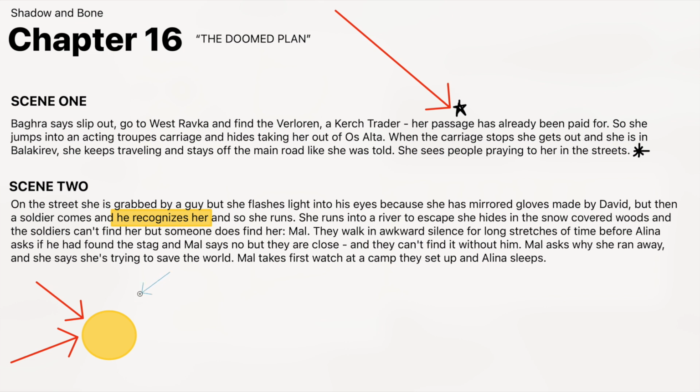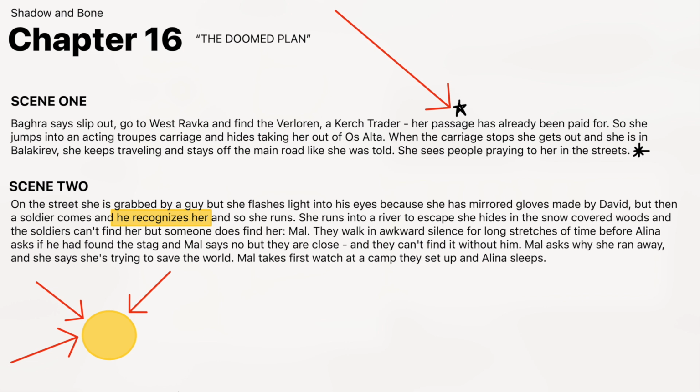Mal. In the beginning, we might think that this is a bad guy closing in, because the last time she saw Mal was not good. He ends up actually being an ally, which is really great. They walk in awkward silence for long stretches of time before Alina asks if he had found the stag. Mal says no, but they are close.